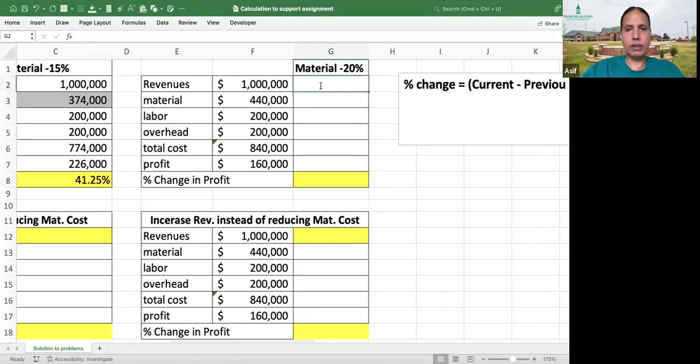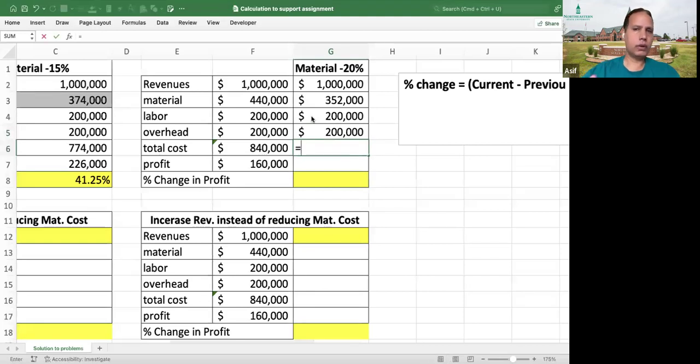So revenue remains the same. I will manually enter here $1 million. And material cost, that's gonna change, of course, and that will be 440,000 multiplied by 0.8 or just 80%. And let's see what happens. So our new material cost becomes 352,000. So initially our material cost was 440,000, but with 20% reduction, it becomes 352,000. Other costs remain the same. We are not going to touch labor costs, that's 200,000. That remains the same. That's overhead cost, that remains the same.